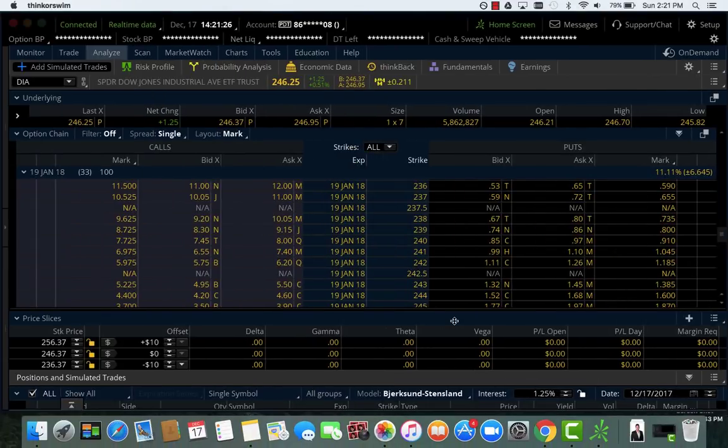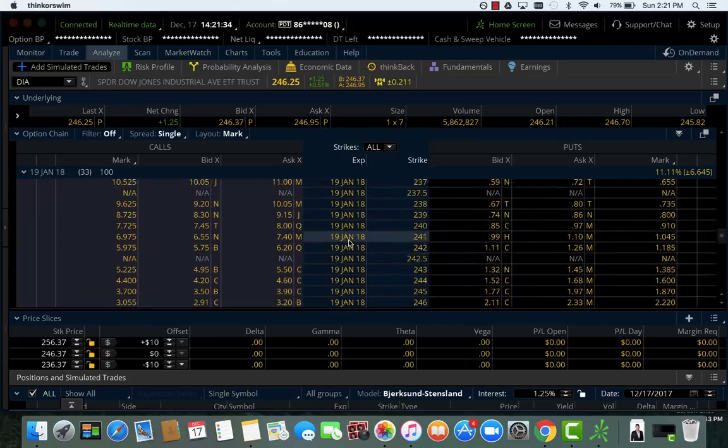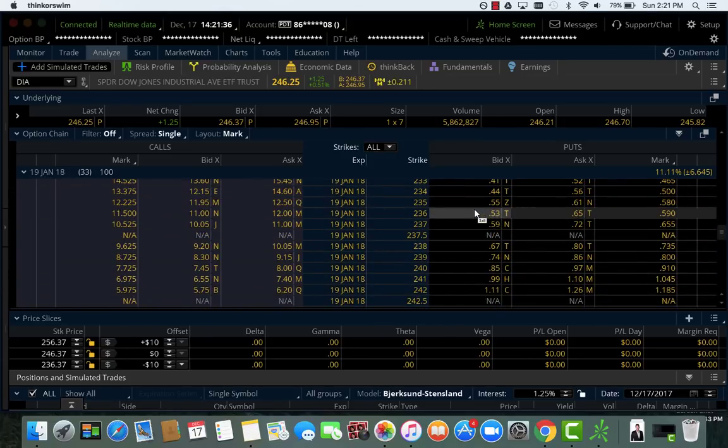If the skew was reversed, the call $10 away from the current price of the stock would be worth more than the put $10 away from the current price of the stock. So if it were reversed, the call would be worth more than 59 cents. So what if it were reversed?